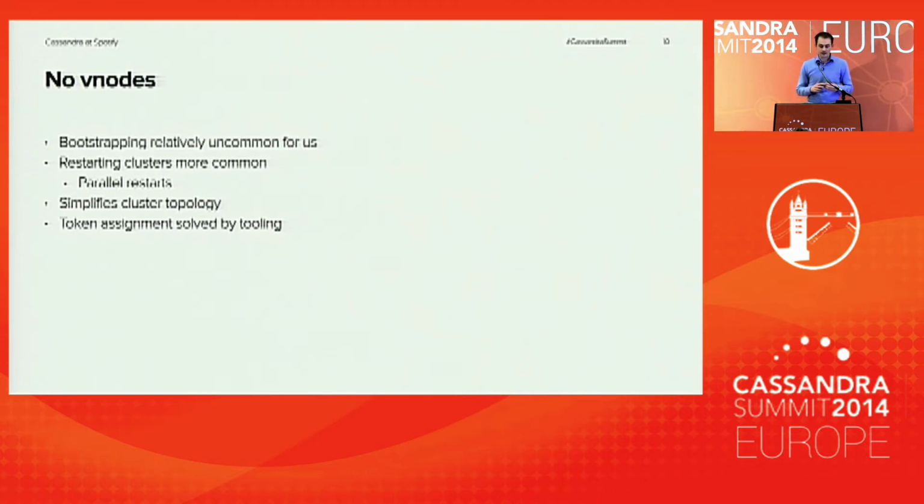We actually have very many clusters instead. A much more common thing we do is restarting clusters. And if you're running vNodes, you can only restart 1 node at a time, because if you pick any 2 nodes, chances are they will almost certainly share data. If you're not using vNodes, you can start multiple nodes in parallel if you know what you're doing and make sure that they don't overlap in token ranges. Another reason you might want to use vNodes is to simplify token assignment when spinning up new clusters. But we solve that by having our own tools for automatically spinning up Cassandra clusters.